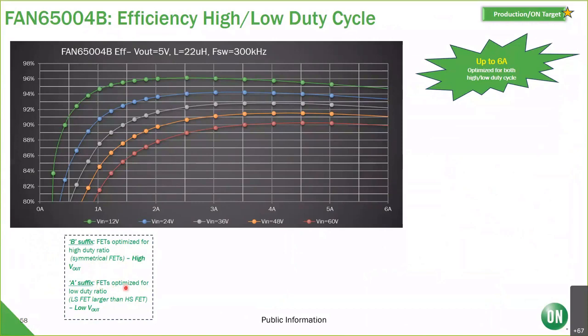And the A suffix, the FET is optimized for low duty cycle ratio. In other words, the low side FET is larger than the high side FET. So it's a really great idea. That way you can buy the A or the B depending on how much you're bucking down.